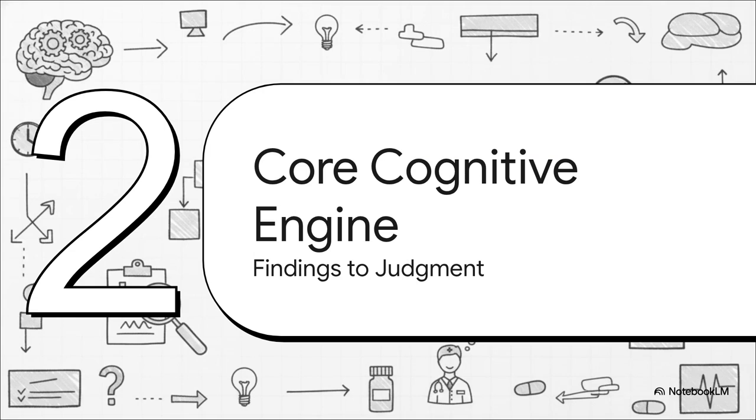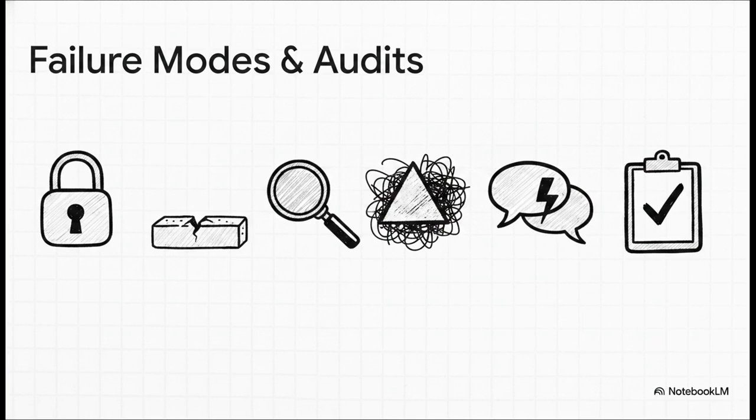Moving on to Section 2, the core cognitive engine, from findings to judgment. Now, what's really interesting about this slide is how it breaks down the mechanics of individual clinical thought and exactly how a probability-weighted differential is actually built. So, how exactly does a doctor turn raw findings into a bulletproof judgment? By actively hunting for failure.